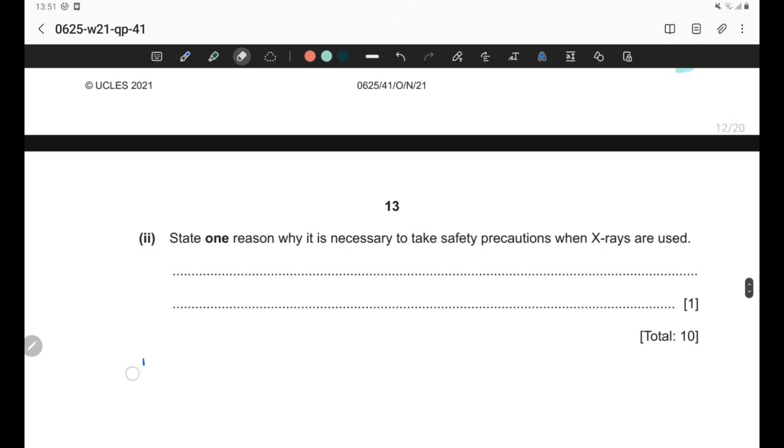Part 2. State one reason why it is necessary to take safety precautions when X-rays are used. We have already seen that X-rays are very high energy electromagnetic rays, so they can cause burns or cell damage. Since it is a 1-mark question, this much is enough.